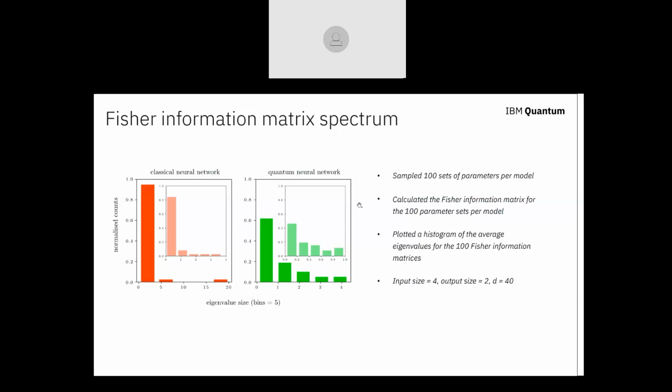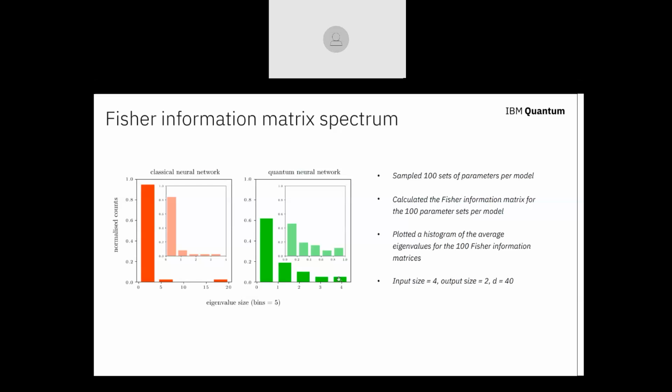So what this plot is, for each model, we sampled 100 sets of parameters, and we calculated the Fisher information matrix 100 times. And what we plot here is the average distribution of the eigenvalues. So of these 100 Fisher information matrices for each model, we plot the average of the eigenvalue distribution as a histogram. So the values of the eigenvalues are on the x-axis, and this is the normalized counts on the y-axis. And for the first time, this is what personally got me excited, we see a little bit of a difference between a classical and a quantum model, and maybe this is useful, right?